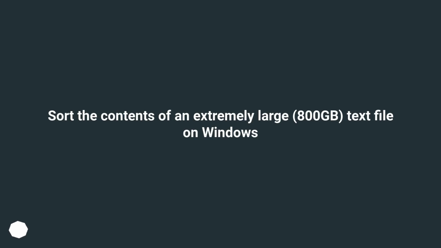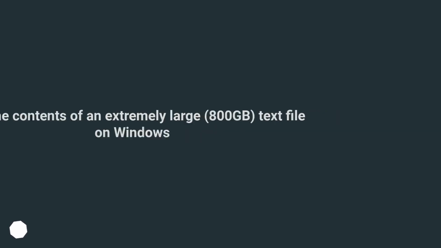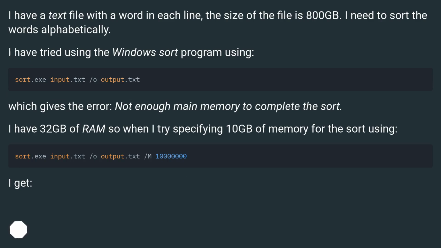Sort the contents of an extremely large, 800 GB, text file on Windows. I have a text file with a word in each line. The size of the file is 800 GB. I need to sort the words alphabetically.